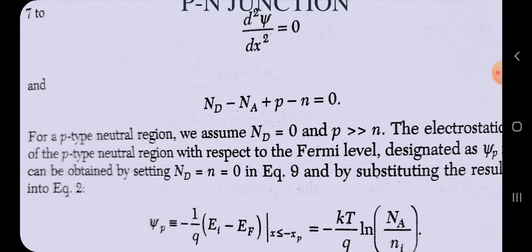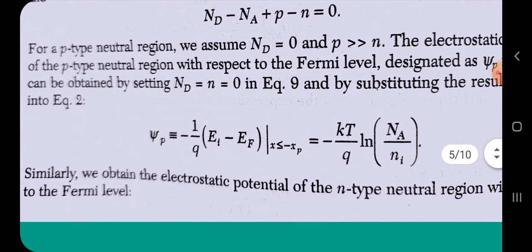The electrostatic potential of a p-type neutral region with respect to the Fermi level is designated as ψp. We can obtain it by setting Nd equal to n equal to 0 and by substituting the result p equal to Na. So ψp is equal to -1/q (Ei - Ef), for x less than or equal to -xp. This should be equal to kT/q ln(Na/ni). Similarly, we obtain the electrostatic potential in the n-type neutral region with respect to the Fermi level.